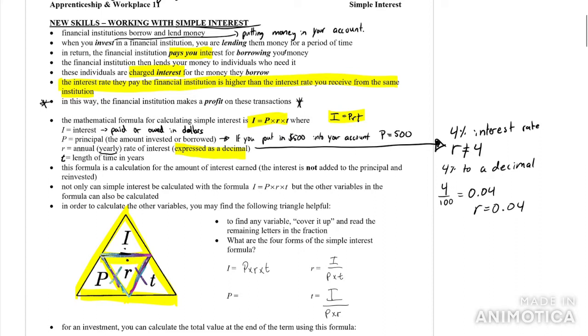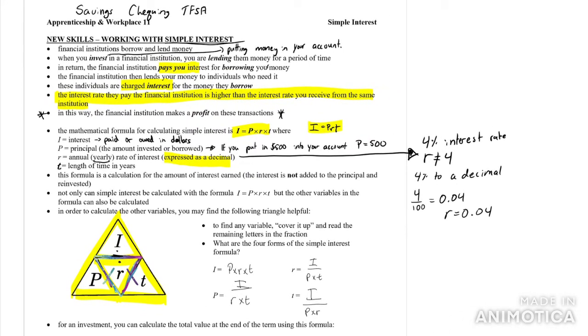And then lastly, if I cover up P, I'm not going to do it this time, I'll leave it blank, but you can see if you cover it up, you'll get I over R times T. So you're always going to get I on the top, except if you're calculating I, and the rest you can use this handy triangle.